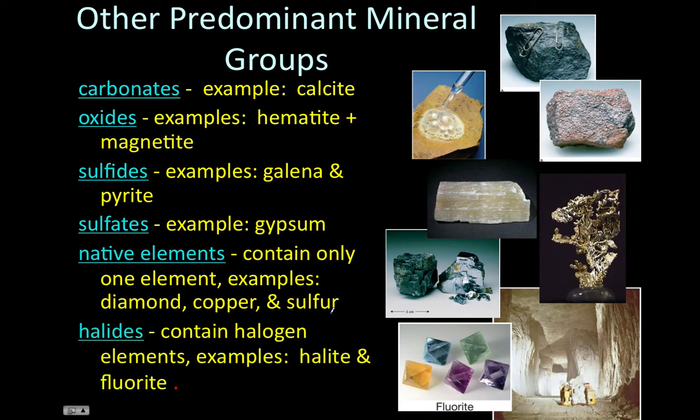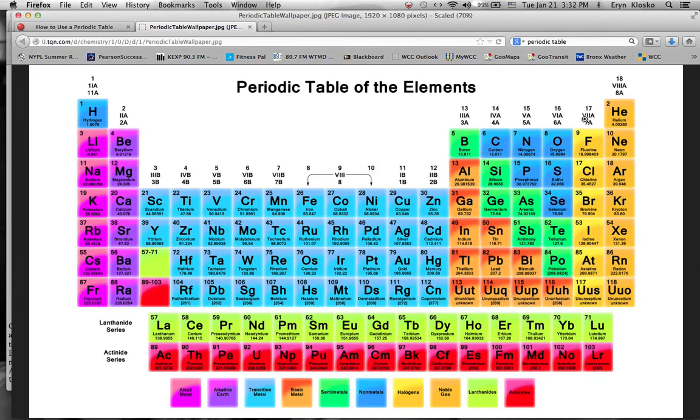The last mineral group is called halides, and these typically contain what are called the halogen elements. To show you what the halogen elements are, I'm going to go back to the periodic table. There's a group on the periodic table called the halogen group. Fluorine, chlorine, bromine, iodine are part of this. So if a mineral contains any of these elements, it's put into that halide group.